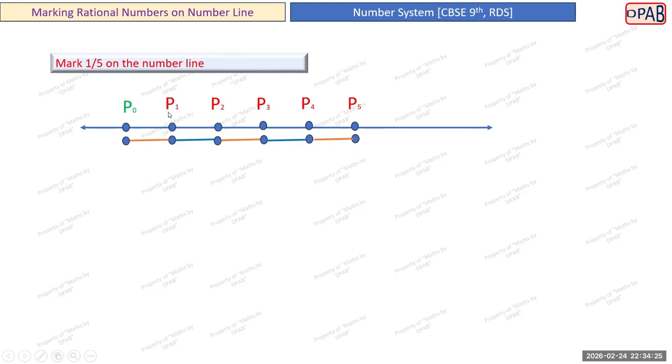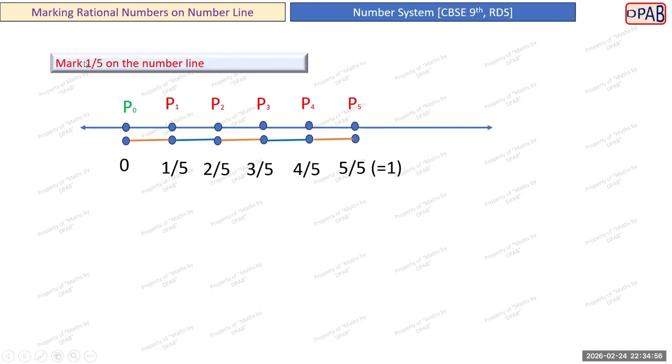P0 to P1 is the equal part, which is 1 by 5. So P0, you mark it as 0, and P1, you mark it as 1 by 5. Then P1 to P2, again it is 1 by 5 only. But P0 to P2, that particular point, we have to mark on the number line as 2 by 5. Same way P3 is 3 by 5, P4 is 4 by 5, and P5 is 5 by 5, which is equal to 1.